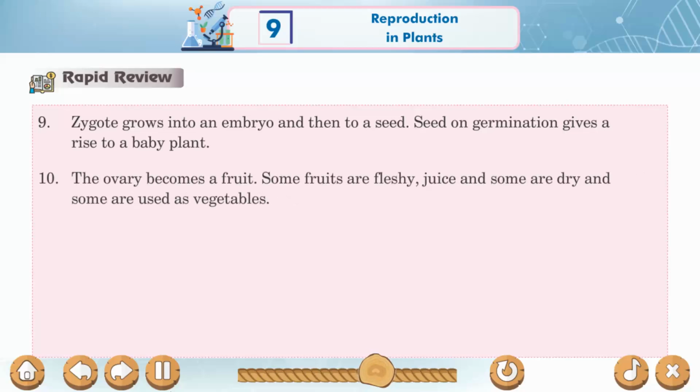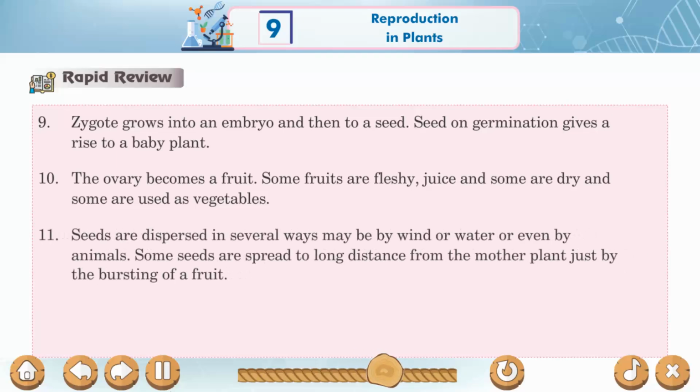10. The ovary becomes a fruit. Some fruits are fleshy, juicy, some are dry and some are used as vegetables. 11. Seeds are dispersed in several ways, maybe by wind or water or even by animals. Some seeds are spread to a long distance from the mother plant just by the bursting of a fruit.